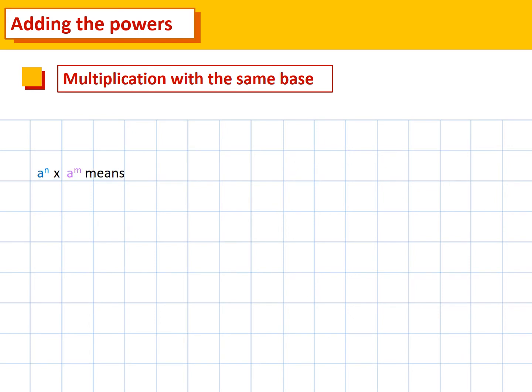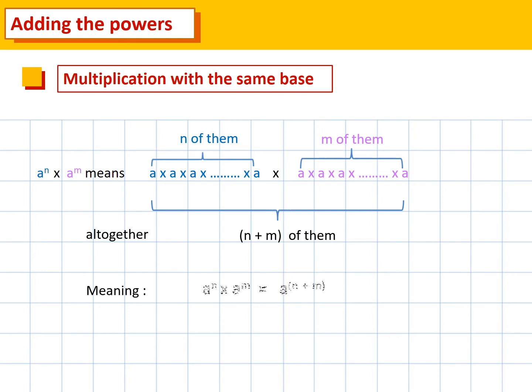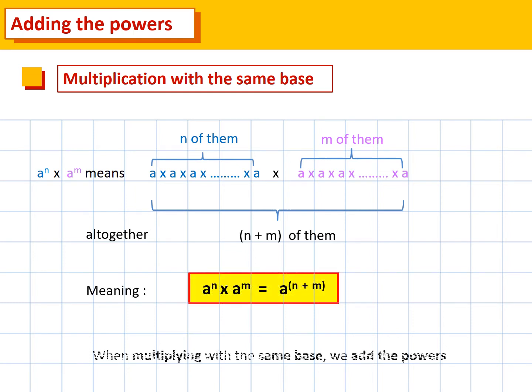In our second example, a to the power of n would be a multiplied by itself in a string, and there'd be n of them. A to the power of m would be a string of a's, and there'd be m of them. How many altogether do you see? Add them up, n plus m of them. Meaning a to the n times a to the m equals a to the n plus m.